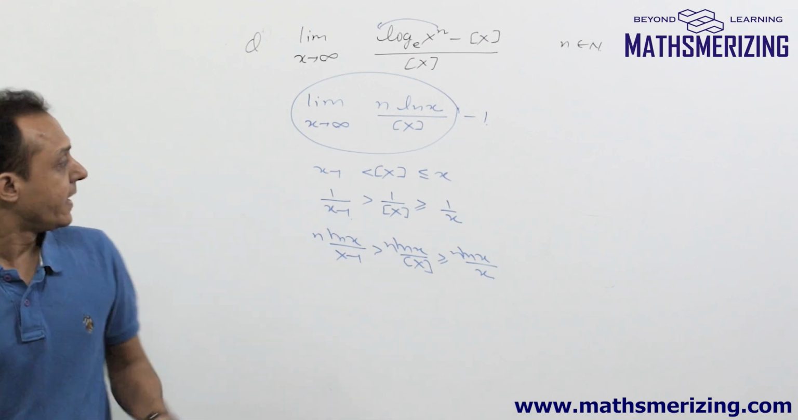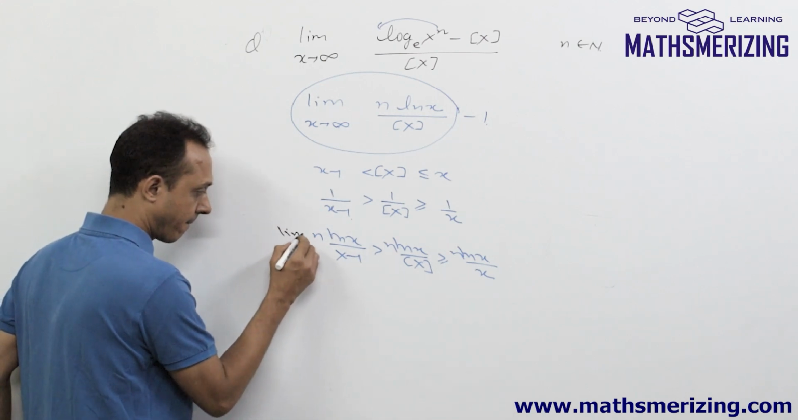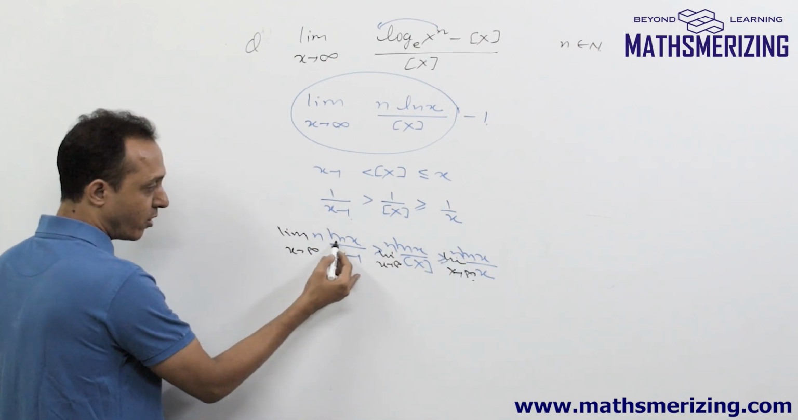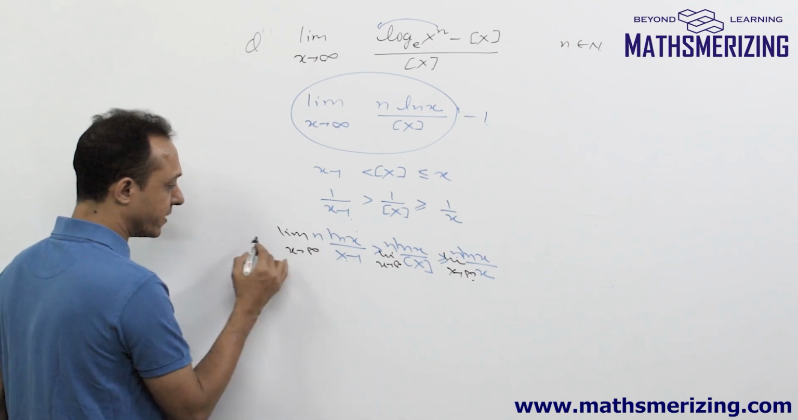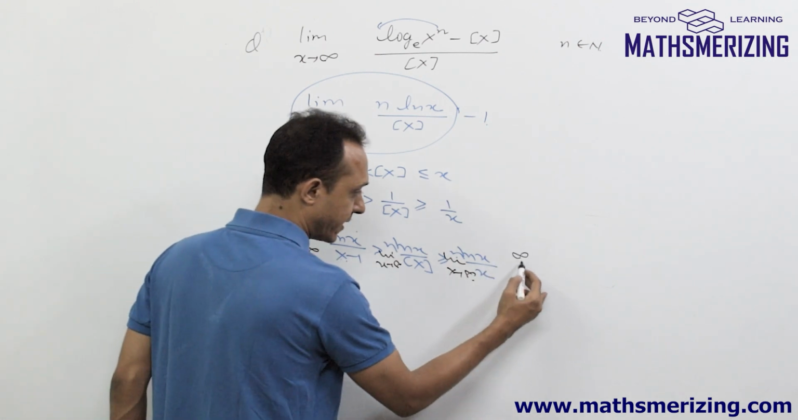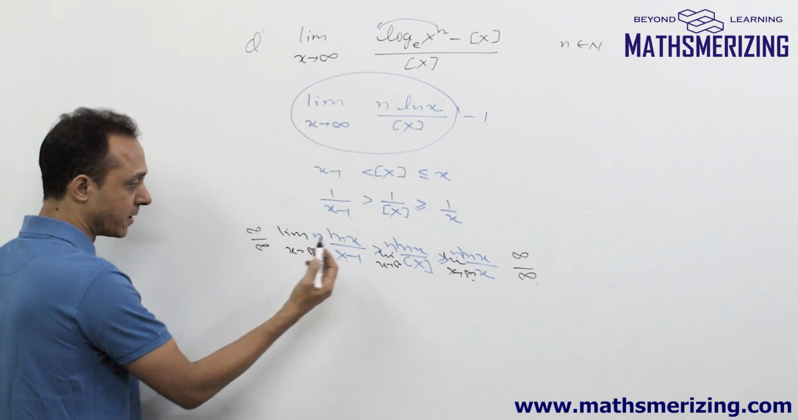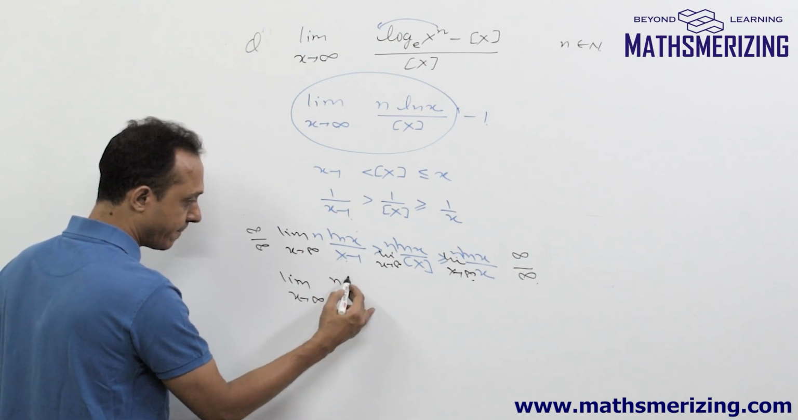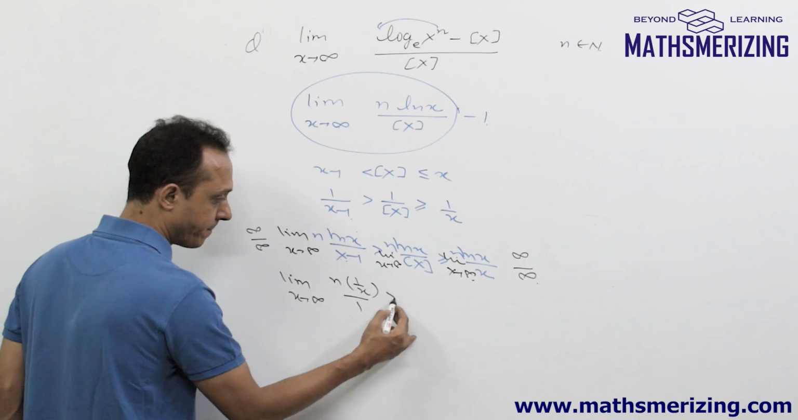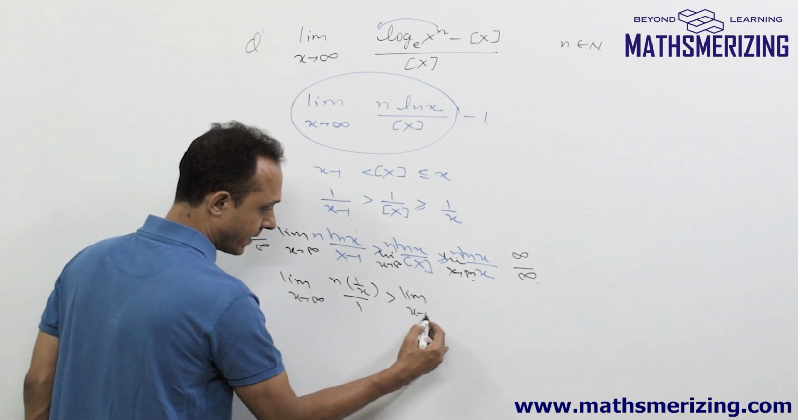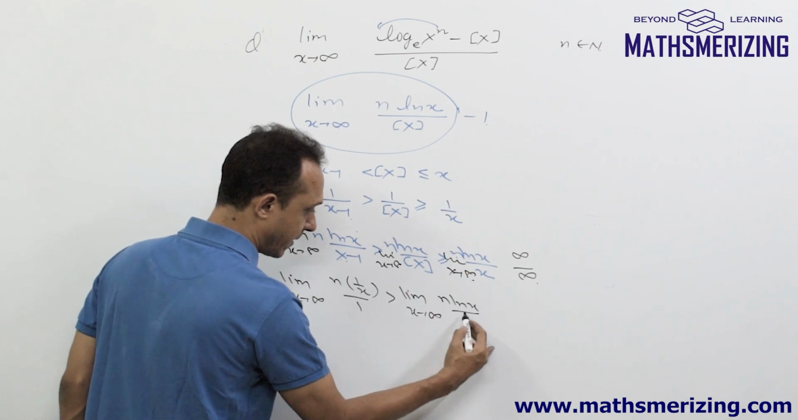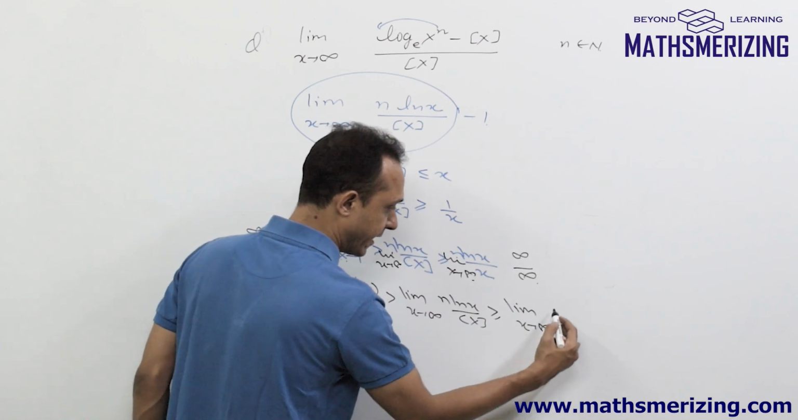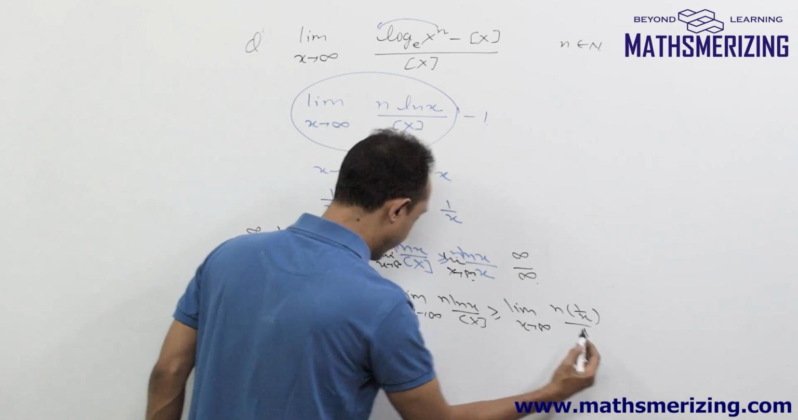Now I'll take limit x tends to infinity. Now ln infinity is infinity and here also x is infinity, so it is an infinity upon infinity form here and here also it is infinity upon infinity form. So I'll use L'Hospital rule. So I'll write limit x tends to infinity and I'll differentiate. So I'll get n times 1 upon x, and this is 1, and here it will be limit x tends to infinity n ln x upon greatest integer function of x, and this is greater than limit x tends to infinity n times 1 upon x, and then again it will be 1.